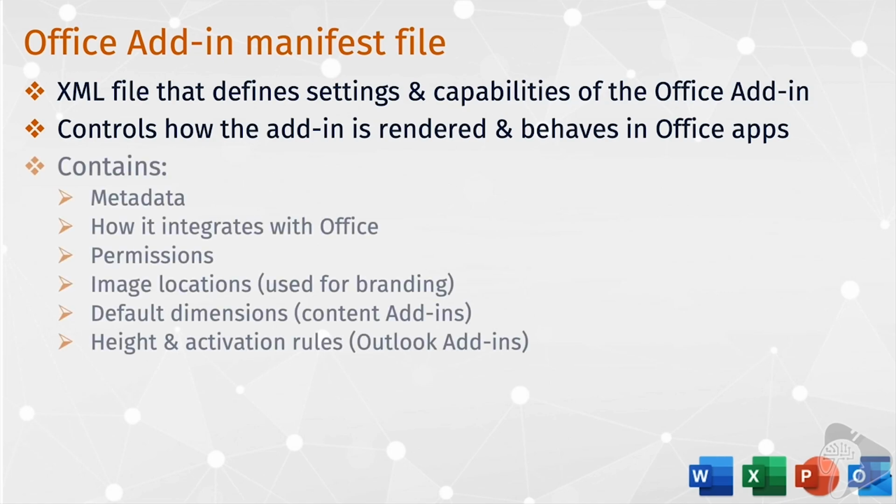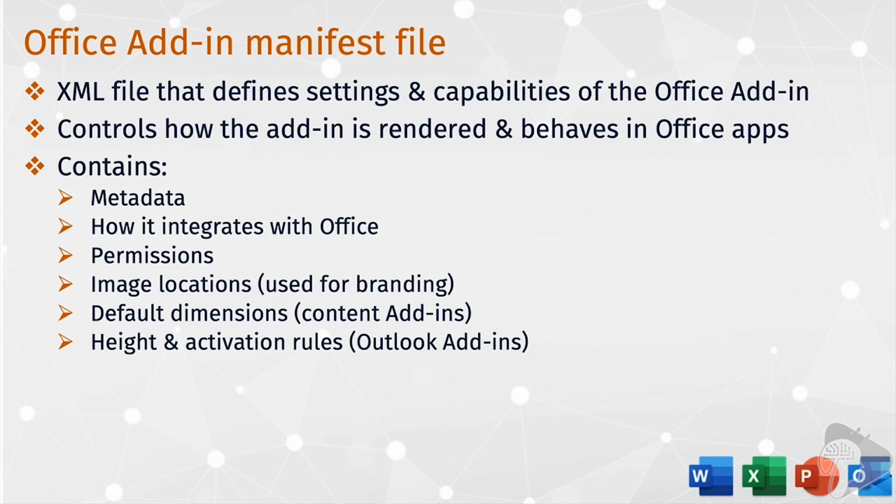So what kinds of things does it contain? It contains metadata, so some details about the application, like its name, description, version, ID. How it's going to integrate with Office, what's the target hosting app, does it have add-in commands like buttons on the ribbon, and some other functionality things. What are its permissions? What's the location of the images we're going to use for the add-in's branding? In the case of Outlook, what is the height of the add-in? What rules should activate it? If it's a content add-in, what are the default dimensions that it should be shown in the document?